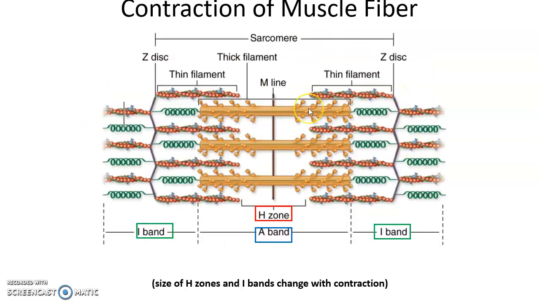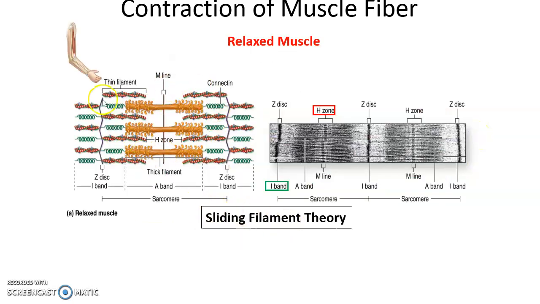Here's just another view of a sarcomere. Again, H-zone in the middle, A-band, the full length of the thick filaments, and the I-band where there's only thin filaments. And it turns out the sizes of H-zones and I-bands change as a muscle contraction occurs. So here is the sarcomere. Here is an electron scanning microscope view of a sarcomere. We can see the H-zones, the A-bands, the Z-discs, all the structures are there.